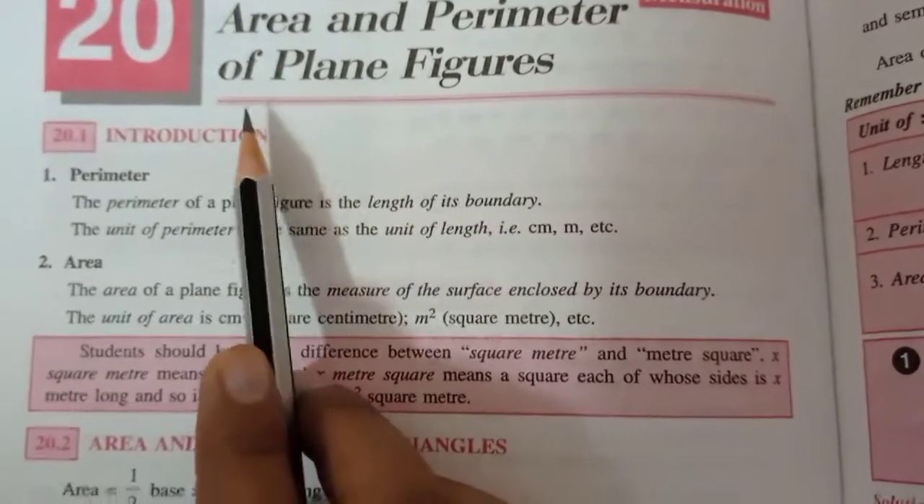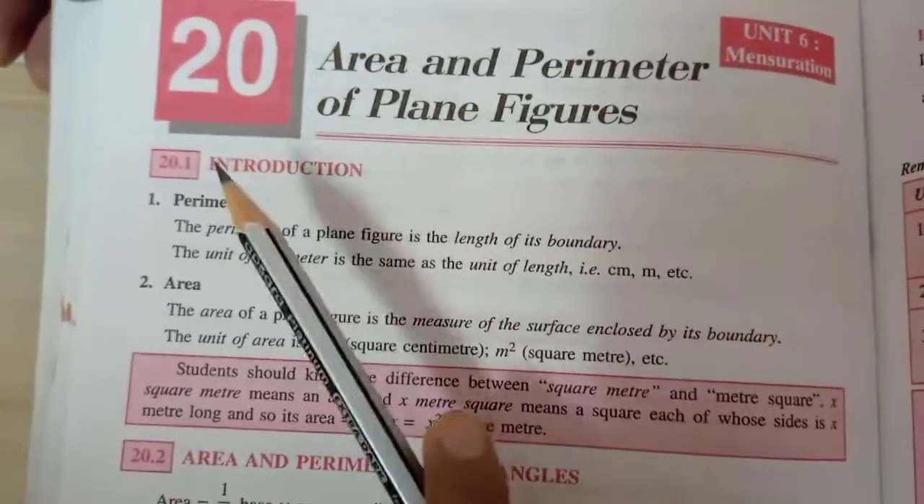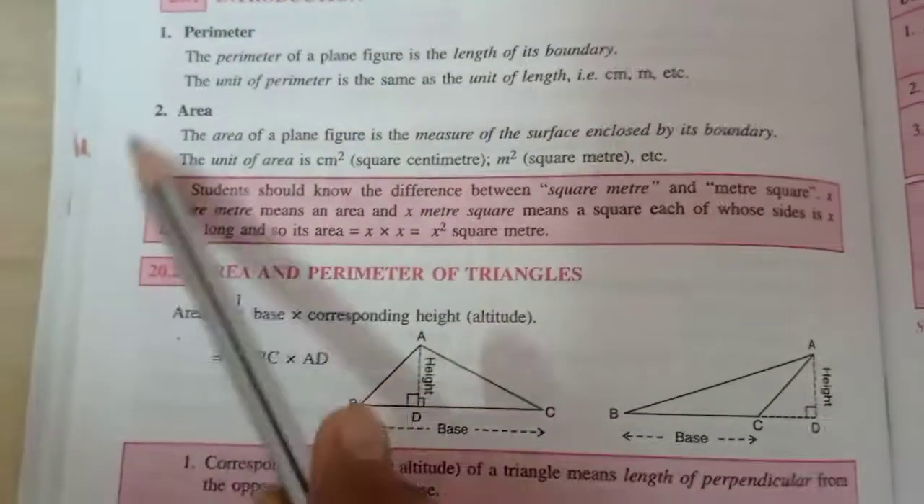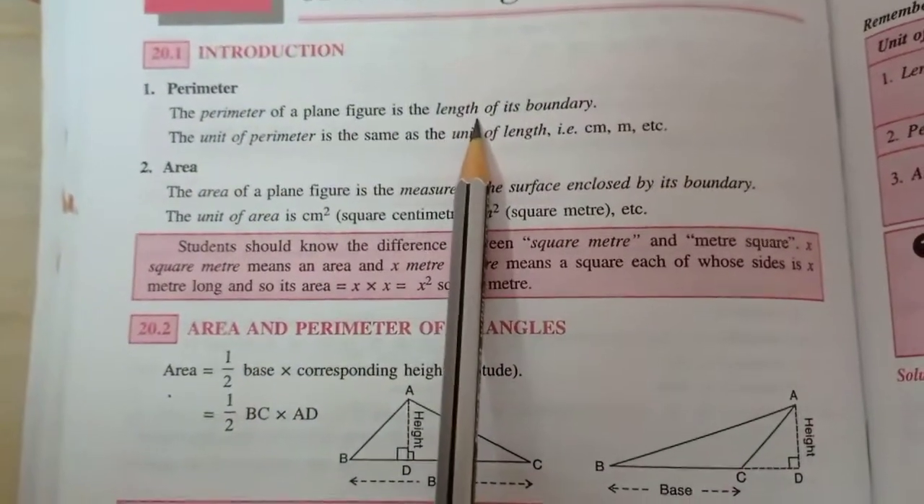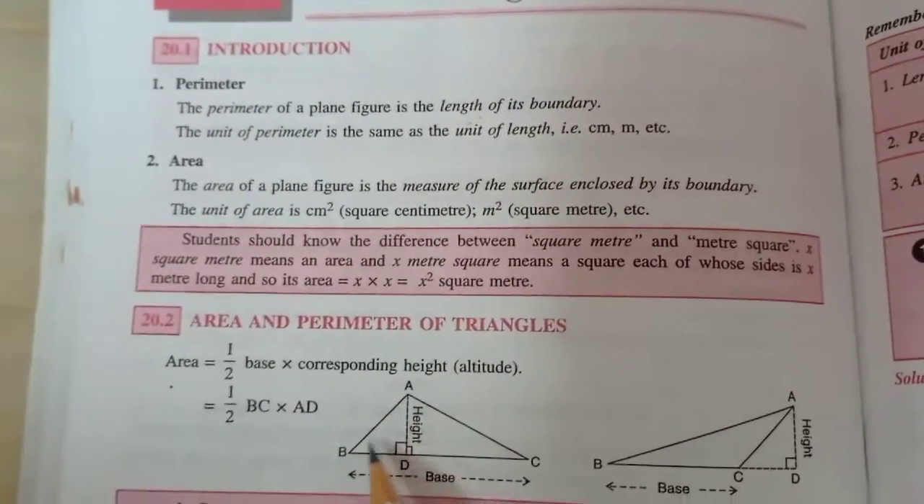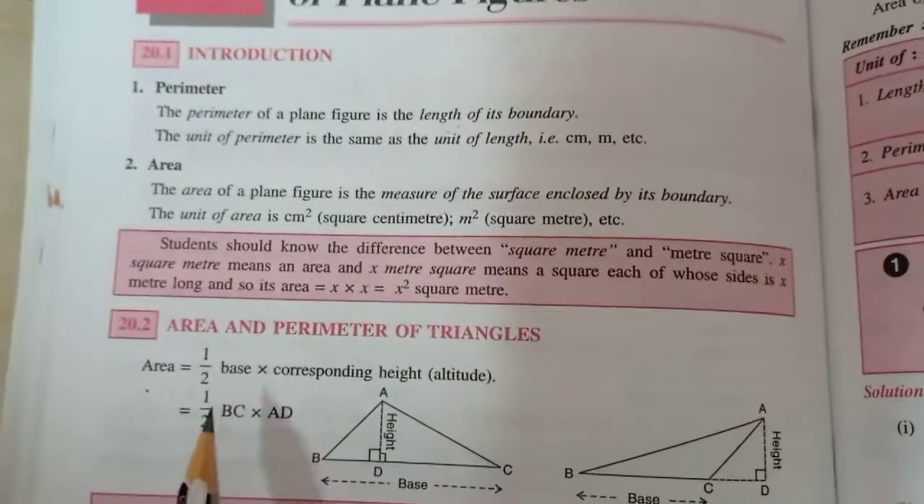Today we are going to start chapter number 20, area and perimeter of plane figures. All of you are familiar with the triangle and know what the perimeter of a triangle is. It is the outer boundary, or the sum of all the sides, and the space enclosed by the triangle is called area. And we have two methods.